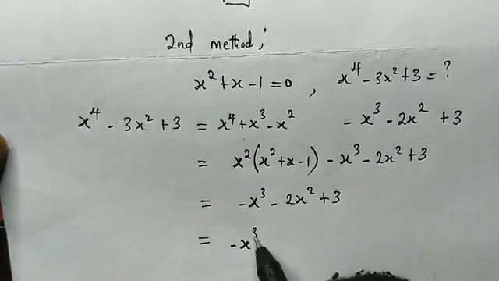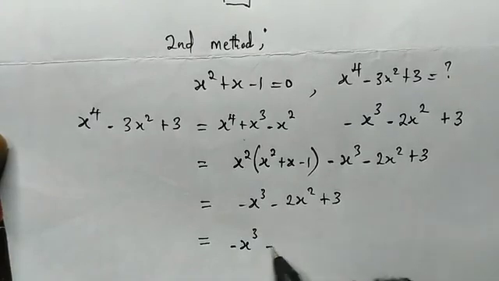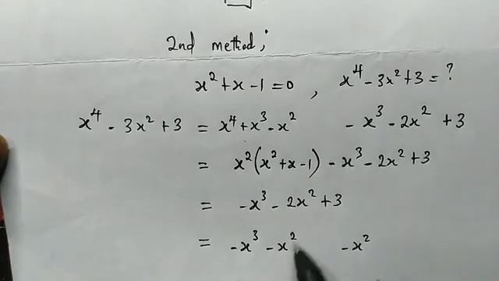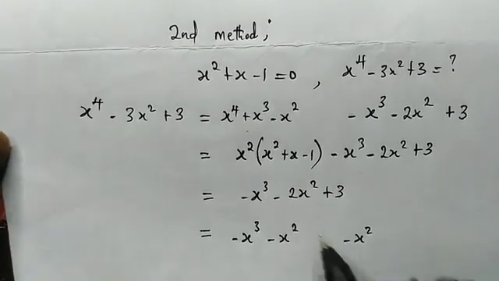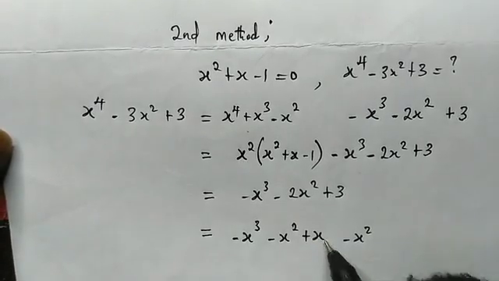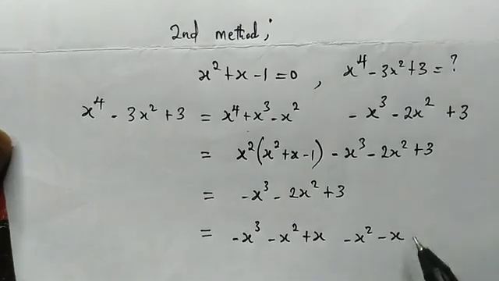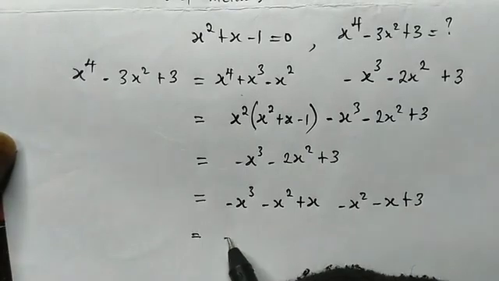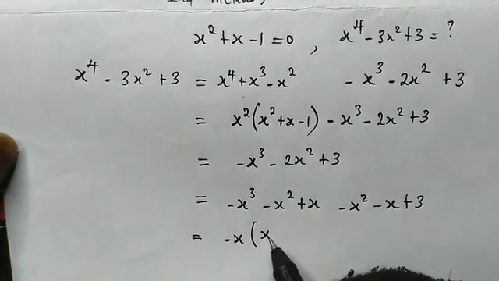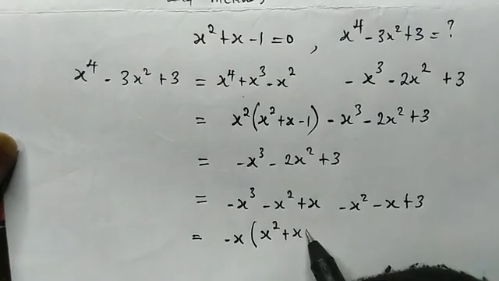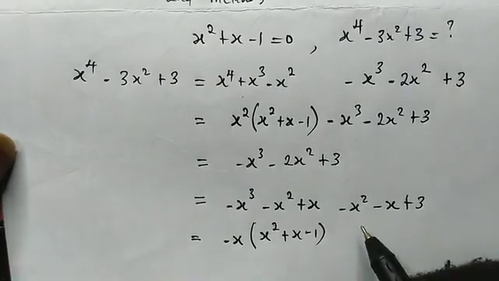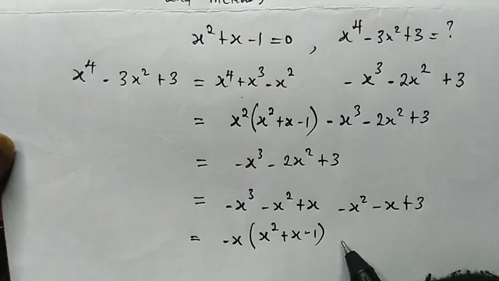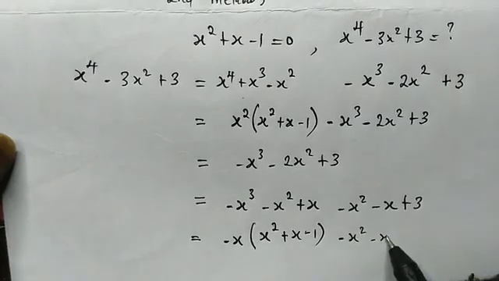We have negative x cubed. Now we're going to have minus x squared, and we need to have a minus x squared. So that minus x squared is minus 2x squared. So here we introduce x, and we need to subtract x. Remember, we have a plus 3 right over here. So from here, we factor out negative x, and you will see that we still have that x squared plus x minus 1 once again.